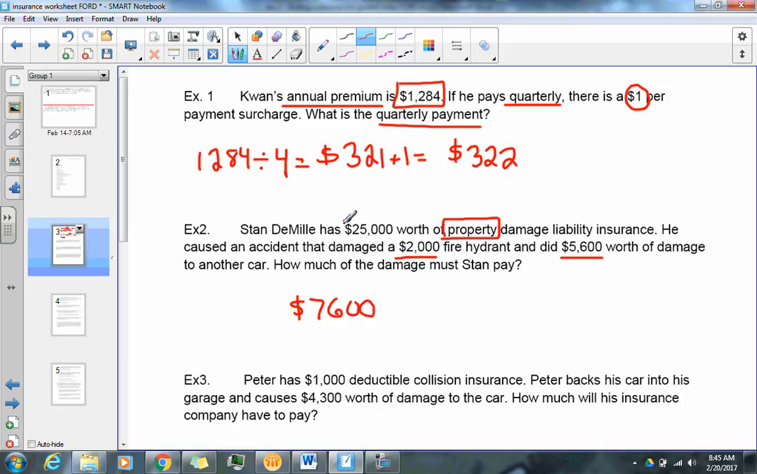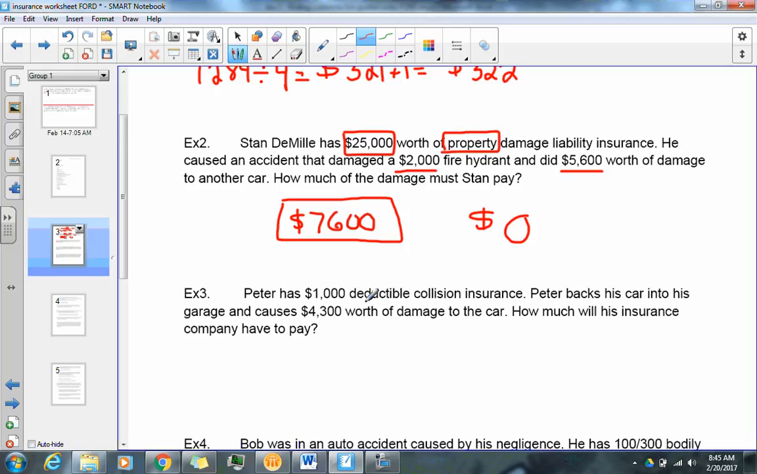Now, this $25,000 property damage liability insurance means the insurance company will pay all damages as long as it's under 25,000. If it's more than 25,000, then Stan will have to pay the difference. But anything below 25,000, the insurance company will pay. So how much of the damage must Stan pay? Well, because this amount is less than 25,000, the insurance pays it all, and Stan pays nothing.